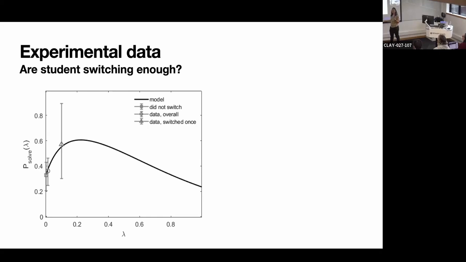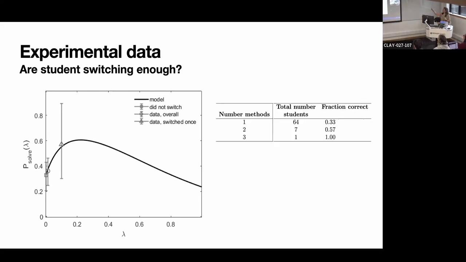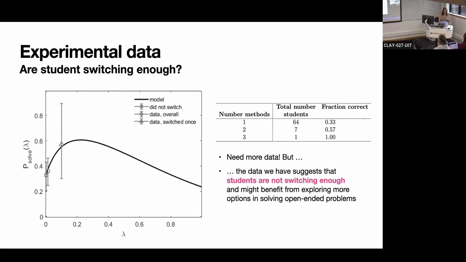So things seem consistent, and this plot suggests that these guys are not switching enough. They should have tried something else, right? They should have realized at some point, oh, this integral is not going to get me where I need to go in 10 minutes. I should be exploring some other options. And again, that's consistent with this, where you do better if you switch more. Okay. So the conclusion I want to bring out is that we need more data, right? I only have 7 switchers, so I really need more data. But the data we have suggests that the students are not switching enough. And why might that be?